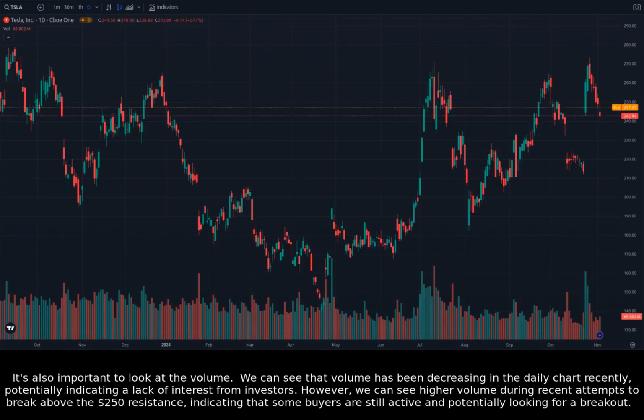We can see that volume has been decreasing in the daily chart recently, potentially indicating a lack of interest from investors. However, we can see higher volume during recent attempts to break above the $250 resistance, indicating that some buyers are still active and potentially looking for a breakout.